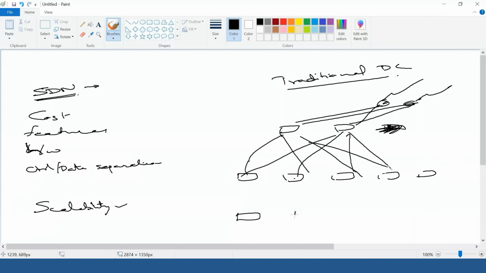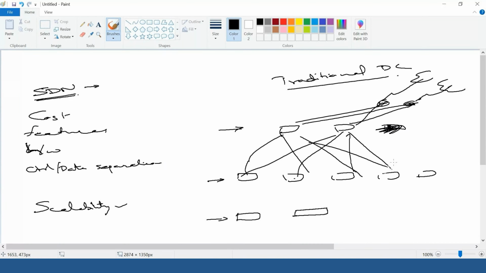Okay. So we'll discuss a few things here. Assume this is my servers, this is my access layer, and this is my distribution layer. And from the distribution, I have the external routers, right? Outside world connectivity is there. This is internet one, this is internet two. Diagram is clear, right?